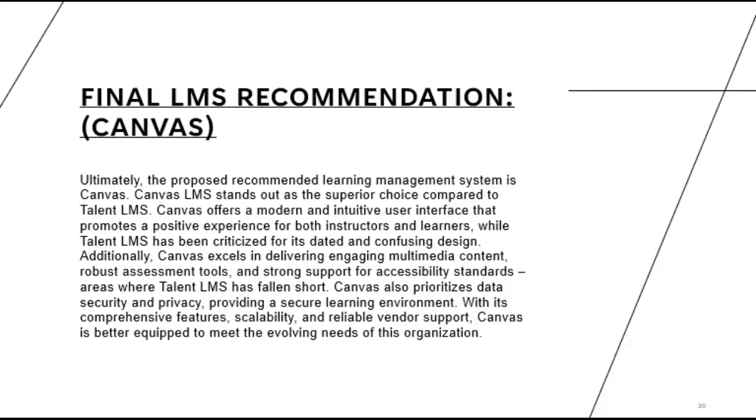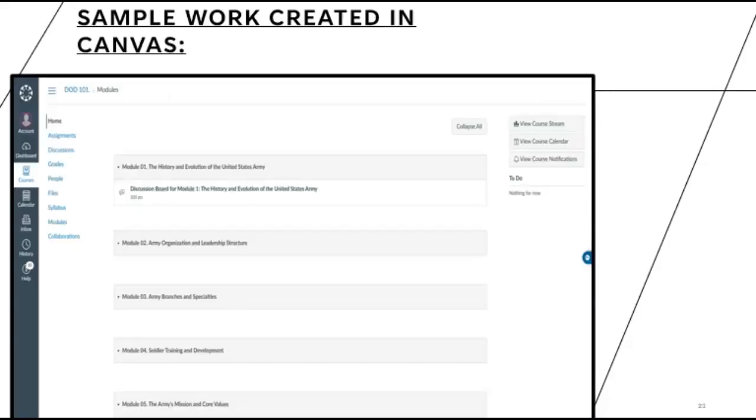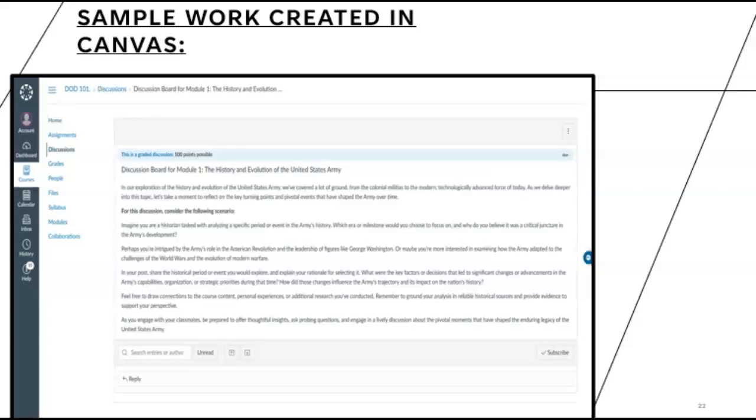So showing and highlighting some of the sample work that we could create using this Canvas system. Here you just basically have a shell, honestly, of the course online with different modules that you have in there. And then obviously inside of each module you have assignments and reading assignments, maybe some exams, some interactive quizzes in there. And this is just an example of one discussion board that you can have inside of that system. Overall, very user-friendly system and very easy to use. So we definitely recommend using Canvas over Talent.